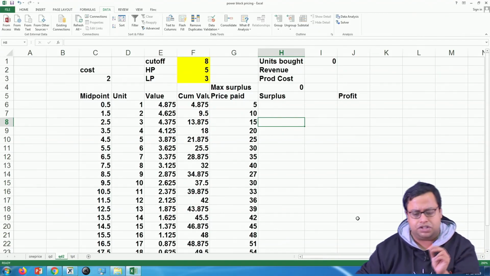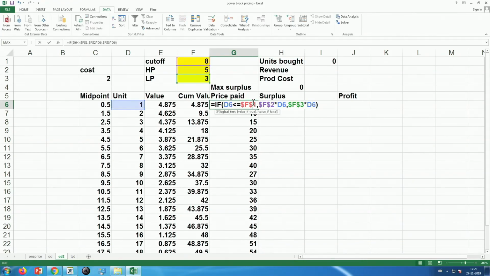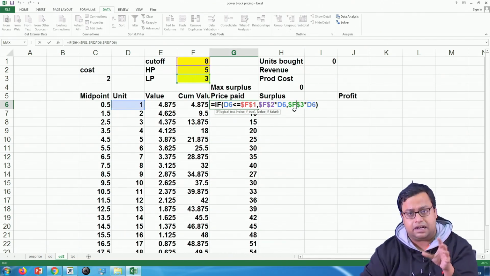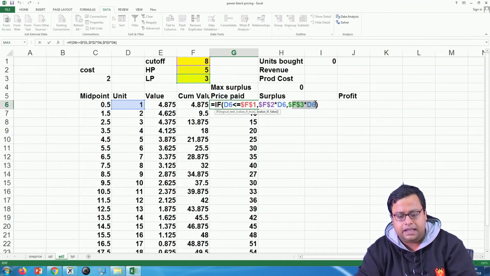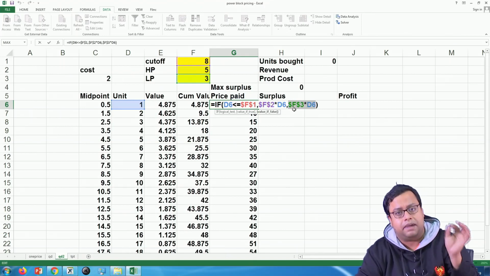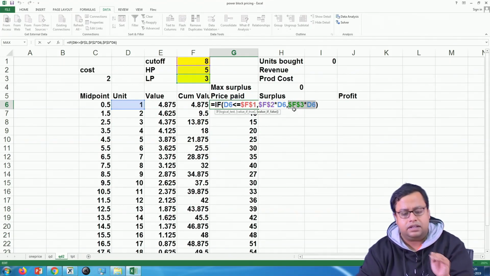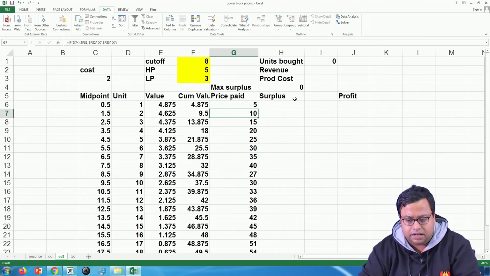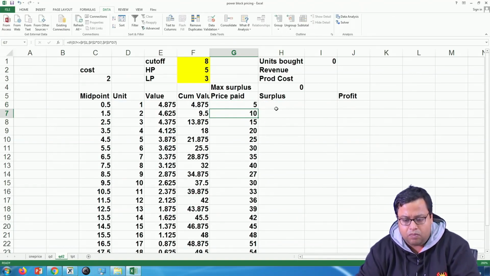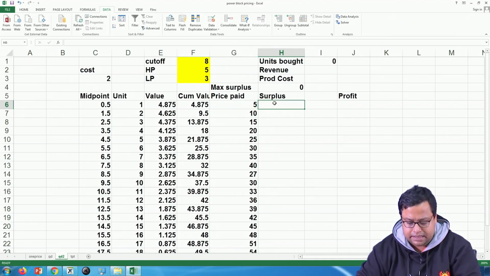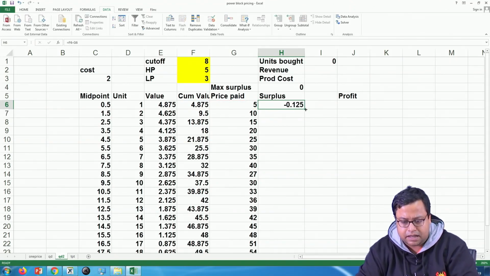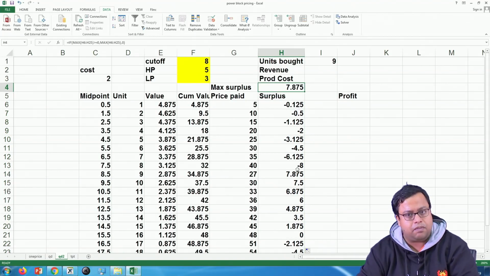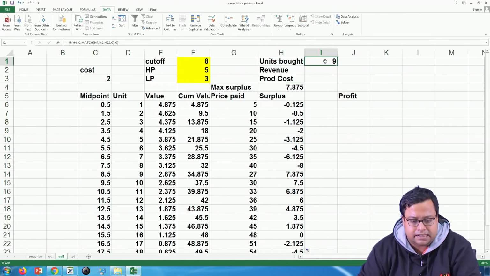So, slightly different situation. What is different in my case? The only thing that is different is that here it is F3 into D6, rather than the cumbersome formula, it is just F3 into D6. You just check, you are paying this F3 for the whole demand if by chance the demand is higher than your cutoff value. So, that is something that is different from the previous one. And how much is the surplus? The surplus is as usual this minus this much. The maximum surplus is the maximum of this one, and the units bought is this one.